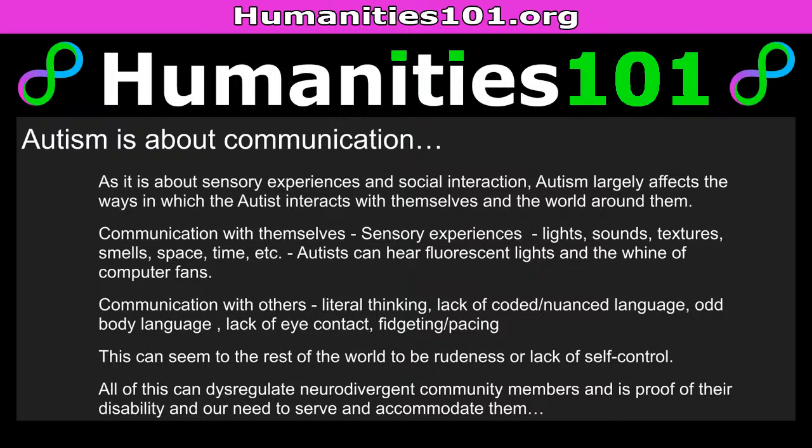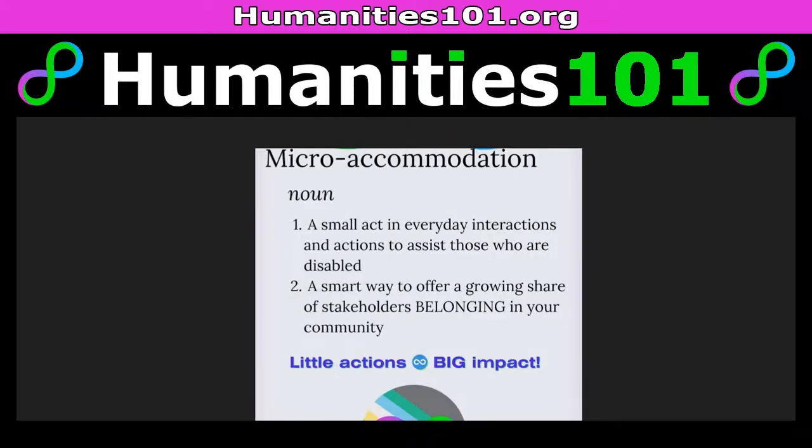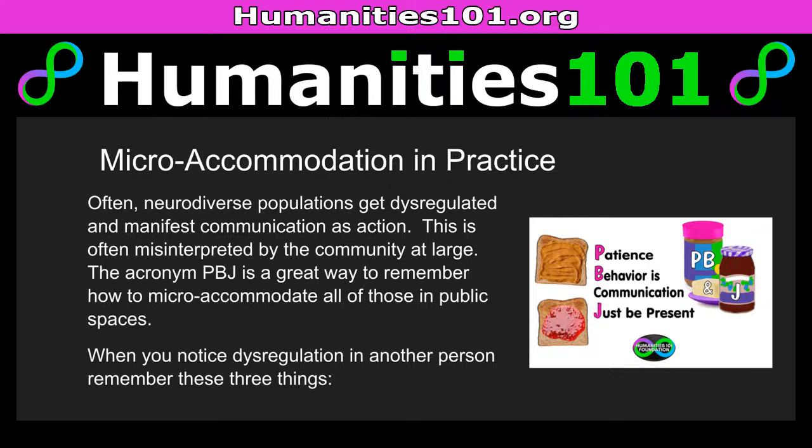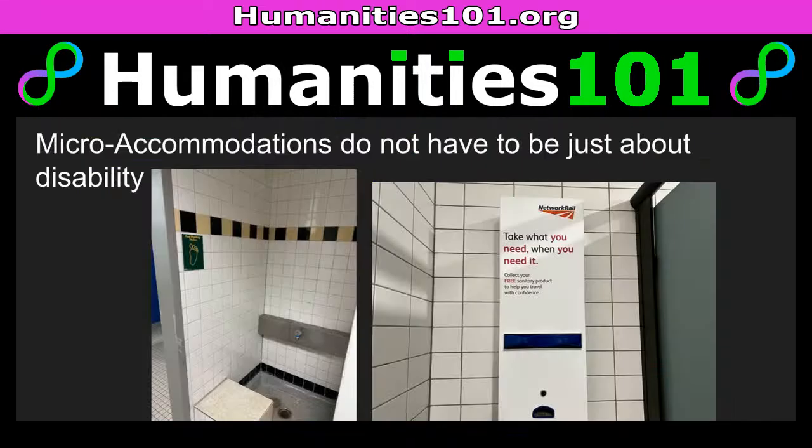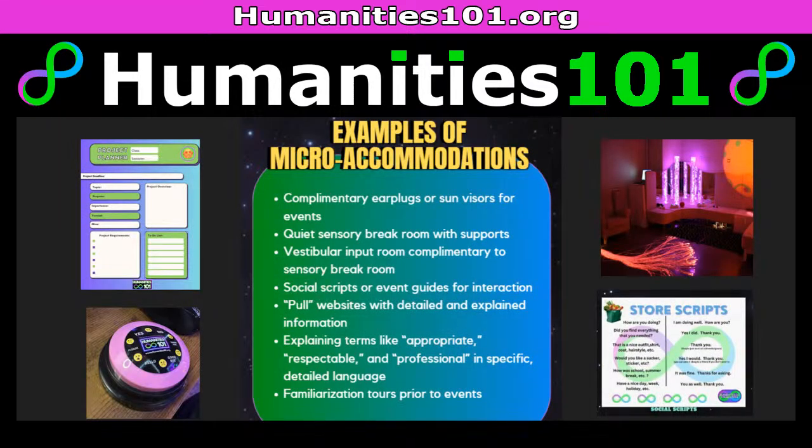And so when we're talking about micro accommodations, how is the world, one, an unwelcoming place for people with those issues? And two, what might we do in small ways to make the world better for them? And so if you notice in this slide, I've got some examples. Very, very cheap.